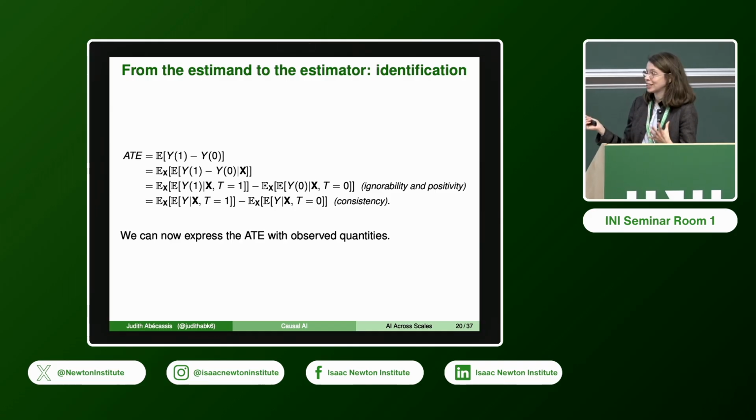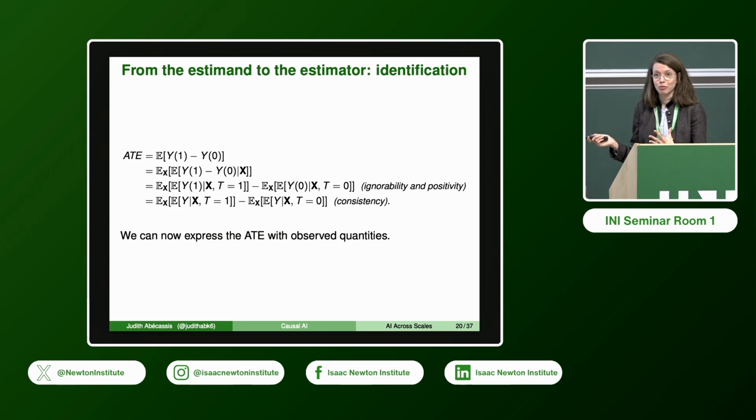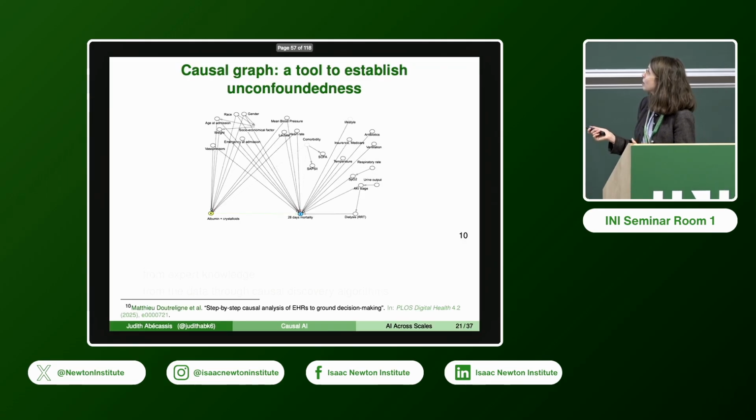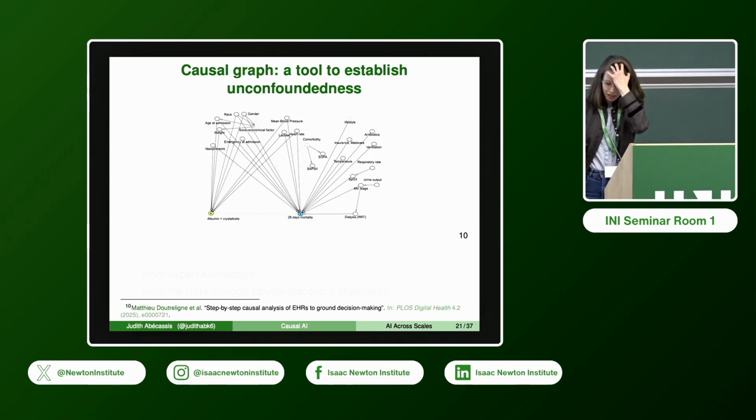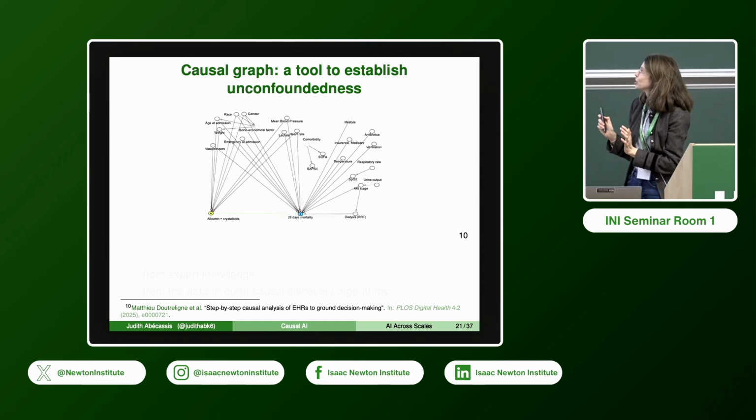So we have reached our first objective, which is to express our estimate, the average treatment effect, with only observed variables at the price, the very high price of very, very strong assumptions. So now, how can we make sure and discuss the plausibility of those assumptions? So I'm just going to introduce you a tool, which is the causal graph.